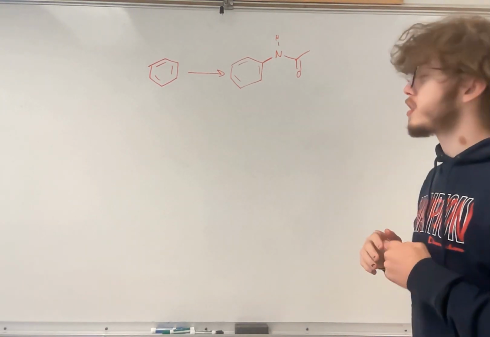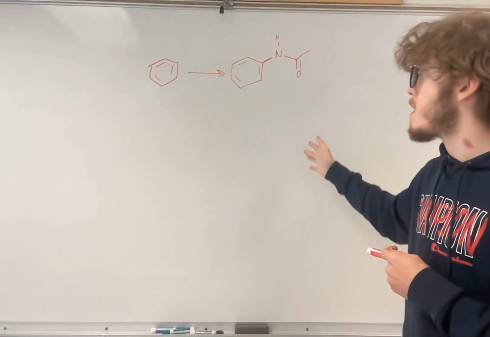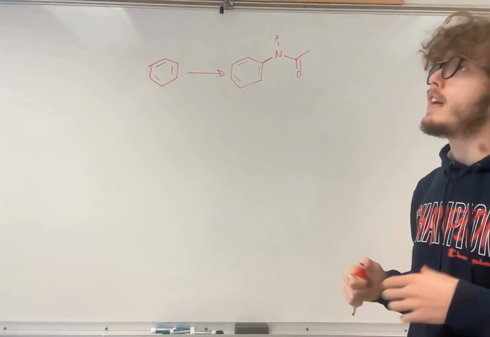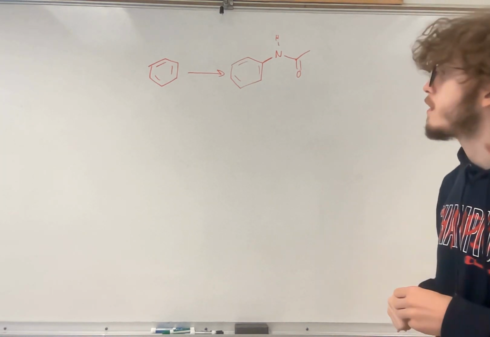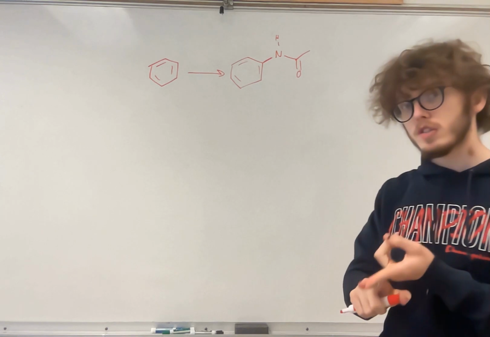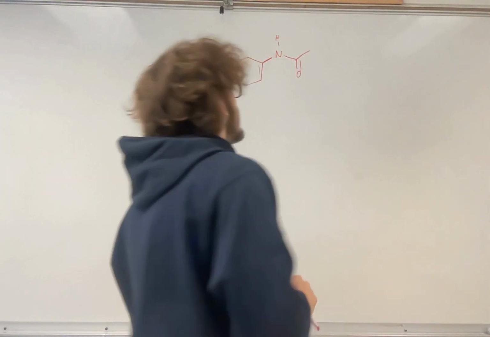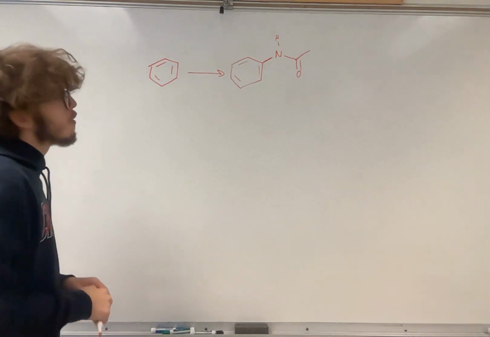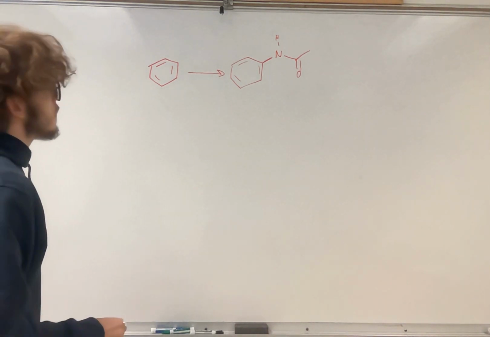So in this problem, we're supposed to go from benzene to some sort of amide, right? And we're asked how we can do this reaction here, and it requires a little bit of understanding of not only aromatic chemistry, but also, what's it called? Carboxylic acid derivative chemistry. So we can use any reagents we want. How do we do it?